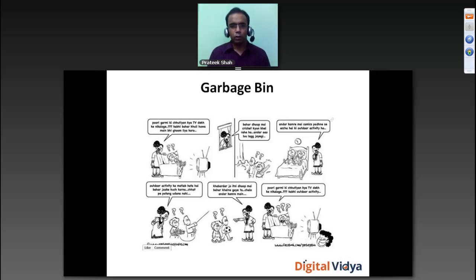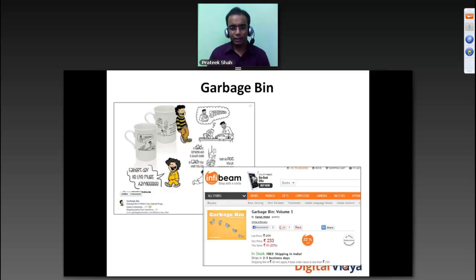What has Garbage Bin done now? They've come out with their merchandise. They now have a website which is set up. They are selling mugs and other things, in fact t-shirts as well, I think. Also, they came out with their book, which was published by one of those big publishers. Now it is available on the likes of online stores and everywhere else for you to buy. So that's how it grew into becoming so big that it has reached this stage.